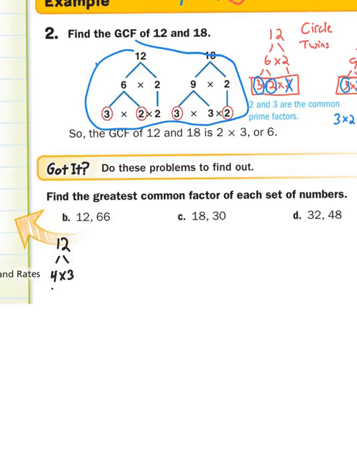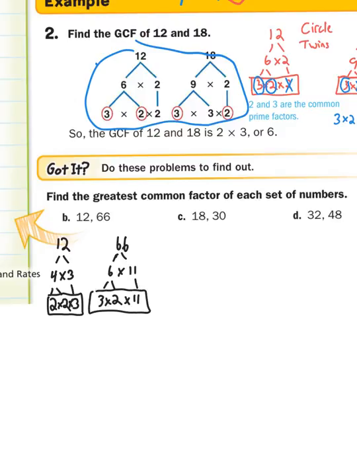Okay? And 4 can be split into 2 times 2, and then bring down the 3. So I have 2 times 2 times 3. And 66, always leave some space between your two trees. You could do 2 times 33, you could do 3 times 22. I'm going to do 6 times 11 though. And 6 can be split into 3 times 2, and 11, just bring it down.